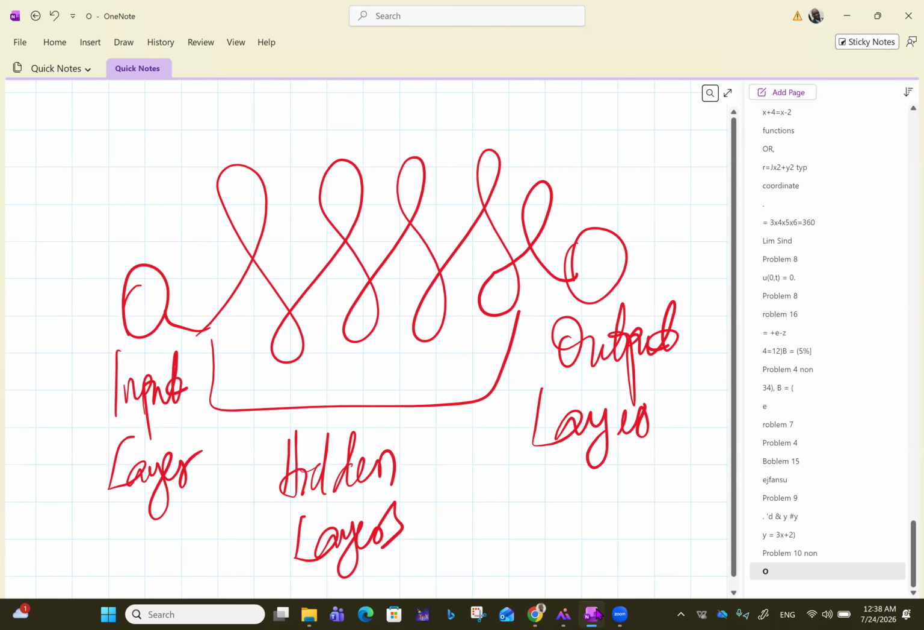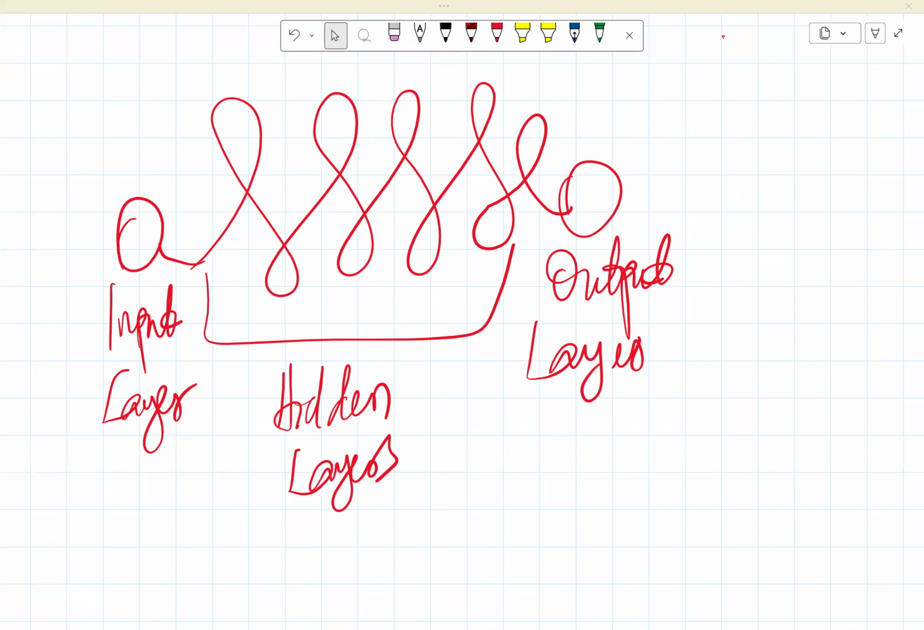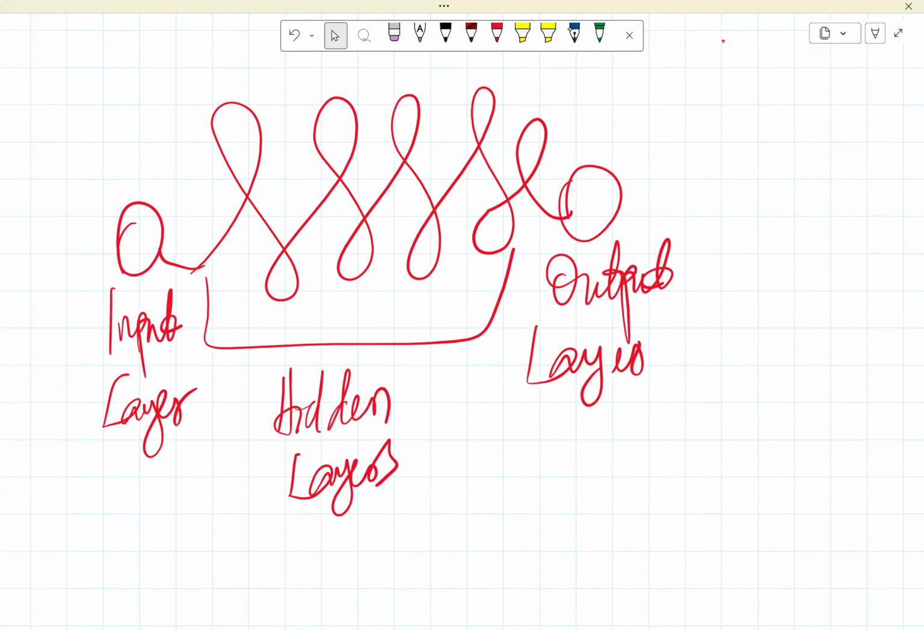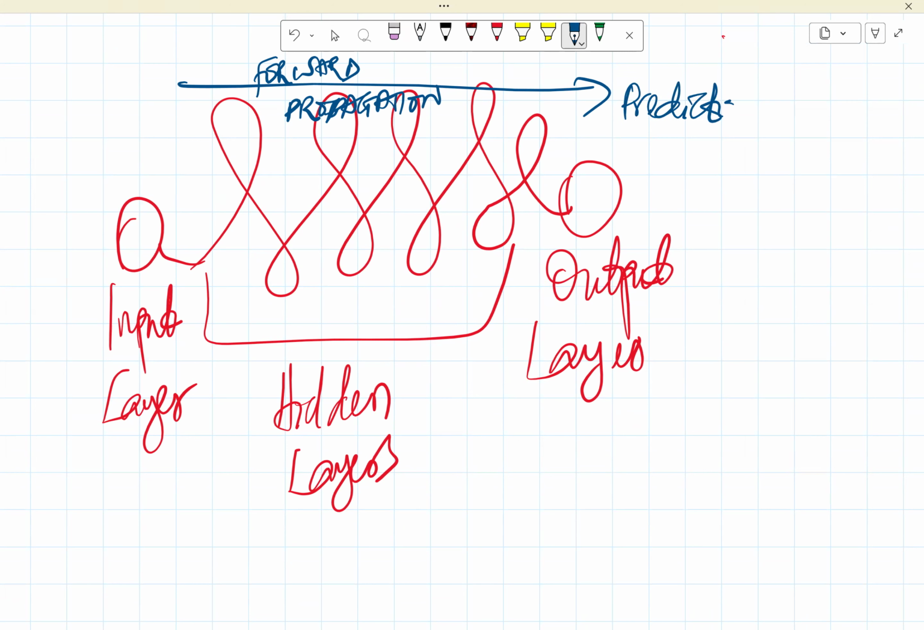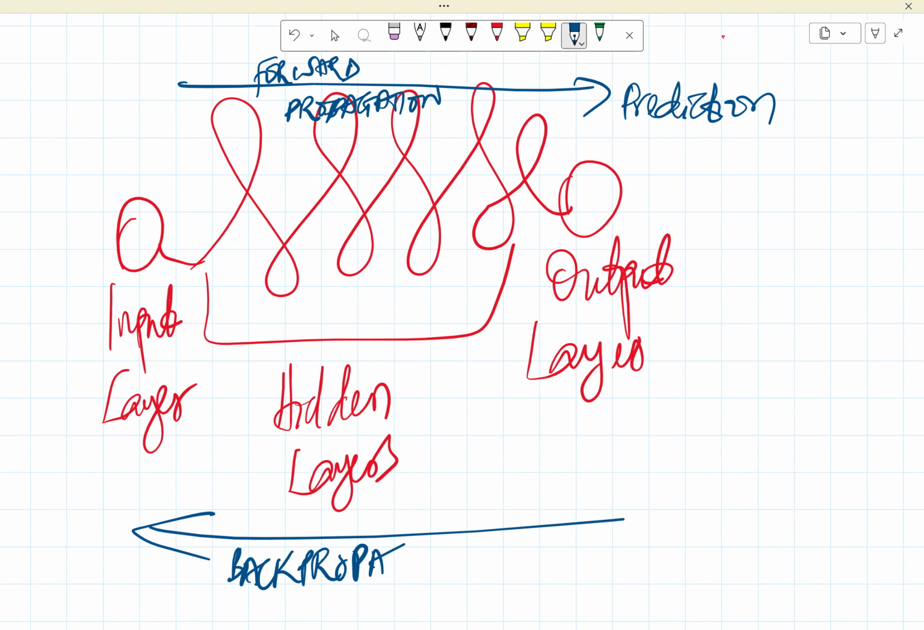This is forward propagation, with information flowing from left to right, and the end result of that is a prediction. But then, as we've talked about a couple of times, there is also back propagation.